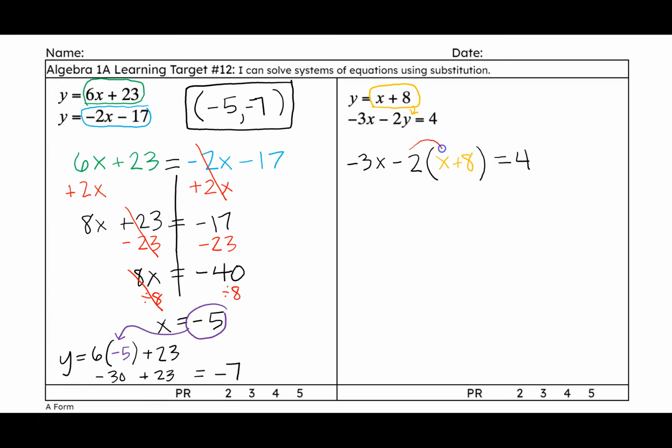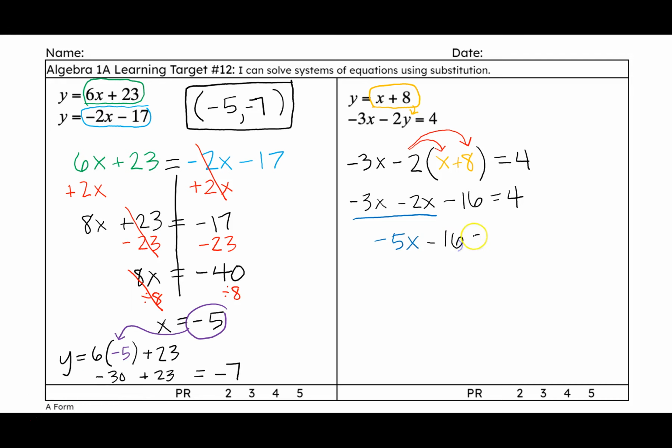All right, -2 is going to be multiplied to the x, and -2 is going to be multiplied to the 8. All right, let's clean this up and see what we got. -3x, -2 times x is -2x. -2 times 8 is -16. That will equal 4. And gosh, I still don't think that we're ready to solve this because I see two like terms on the same side. I can rewrite that as -3x minus 2 more x's. That's -5 x's all together. Whew, this is a lot of work, isn't it?